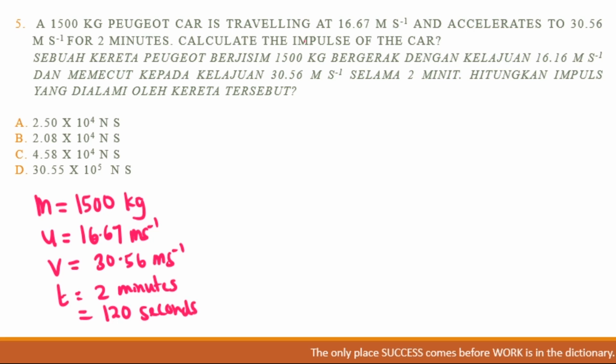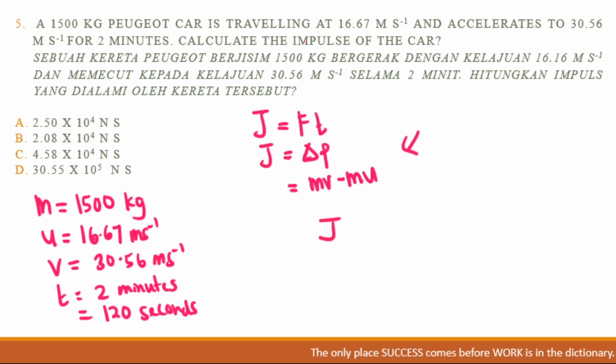Okay, we know that impulse, capital J, is equal to the force times the time. And impulse is also the change in momentum, delta P, which is mv minus mu. Now look at the information that we have. We have mass, we have initial velocity, and we have the final velocity. So we can use this equation to find the impulse.